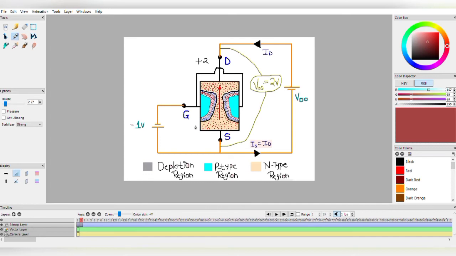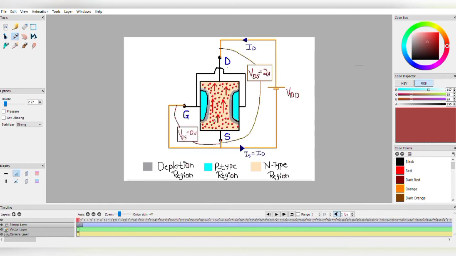You can see that the depletion layer increases. Why? Because this is reverse bias. As you can see here, this is P region, and this is N region, and it is an N channel JFET. So you are giving negative voltage to the positive side and positive voltage to the negative side. So obviously this depletion layer increases. As you can see here, this region is much wider than this.